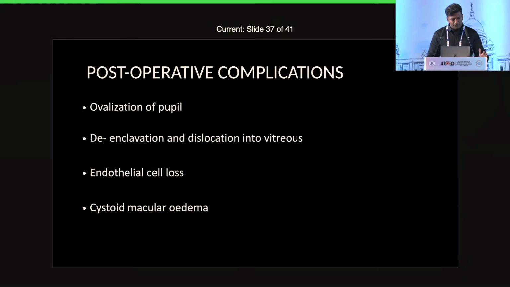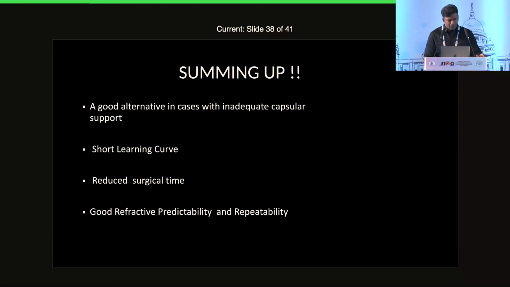Postoperative complications include ovalization, disenclavation, dislocation, endothelial loss, cystoid macular edema. It's a little common in this technique. So it is a good alternative technique. It has a short learning curve, reduced surgical time. But the thing is, ideal case selection is very important. Proper technique is important, because once you enclavate it in a wrong position or a little bit decentered, you have to cut that iris to remove the IOL. So I'm not a big fan of the iris claw.